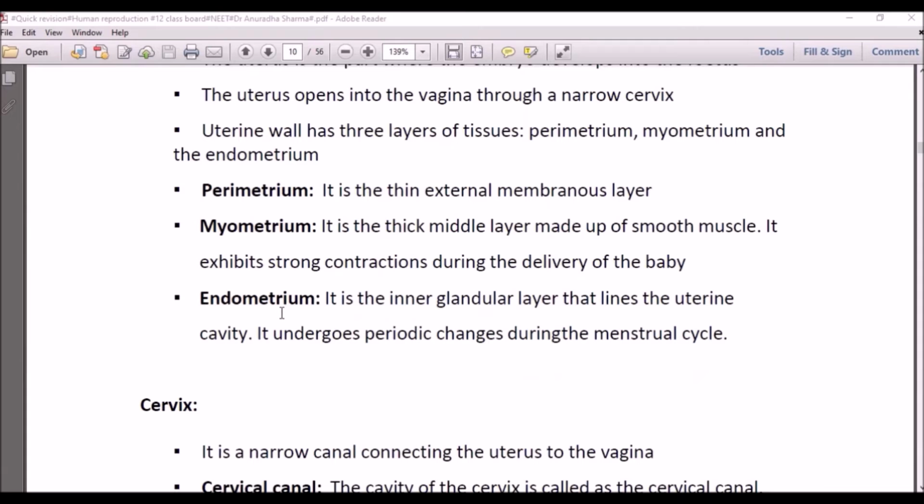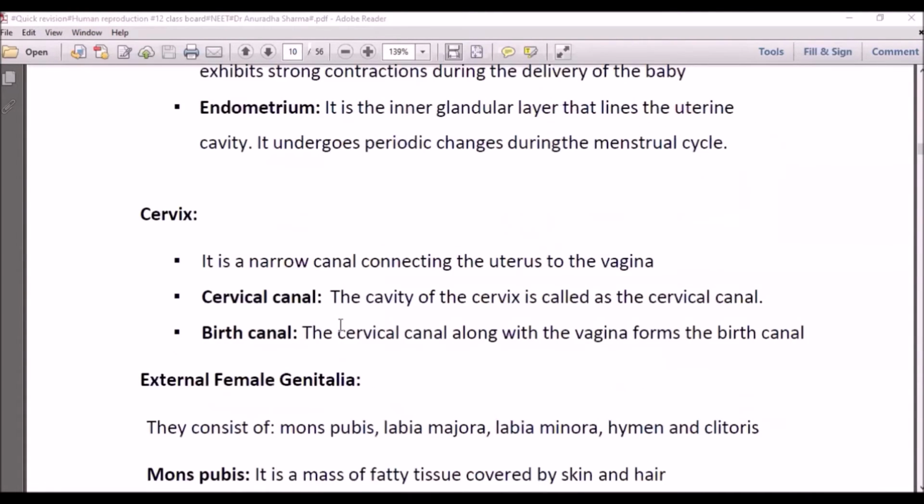And the innermost layer is the endometrium. This is the inner glandular layer that lines the uterine cavity. And this layer undergoes periodic changes during the menstrual cycle. So this is the layer which is responsible for the menstrual cycle. Various hormones are released and it undergoes various changes which result in the menstrual cycle.